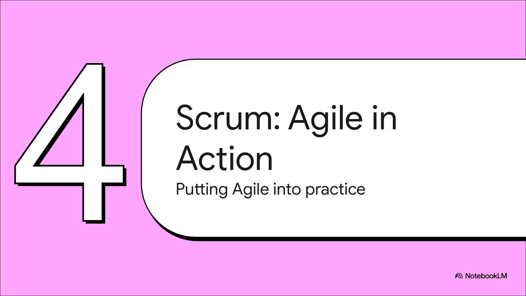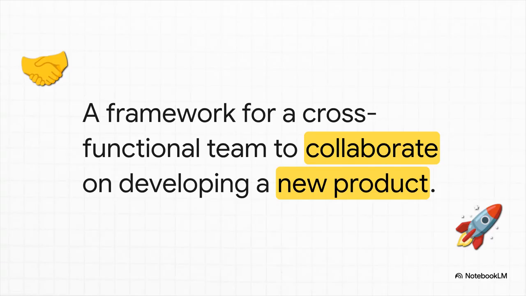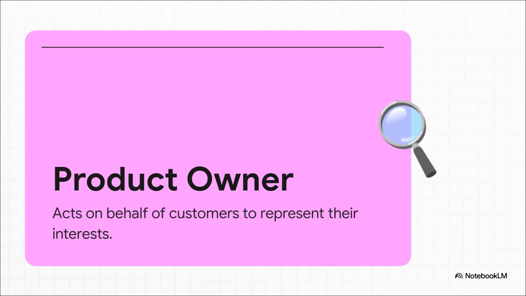Okay, so if Agile is the big picture philosophy, how do you actually do it? Well, that's where Scrum comes in. It's by far the most popular framework in the world for putting those Agile principles into practice. You can think of Scrum as the operating system for an Agile team. It's not this huge, complicated rulebook. It's actually a pretty lightweight set of roles, events, and rules that helps a team turn those high-level ideas into a concrete process they can follow day in and day out. First up, we have the product owner.